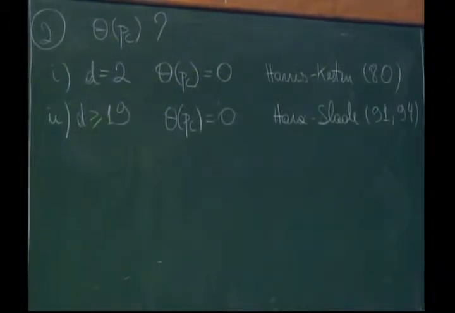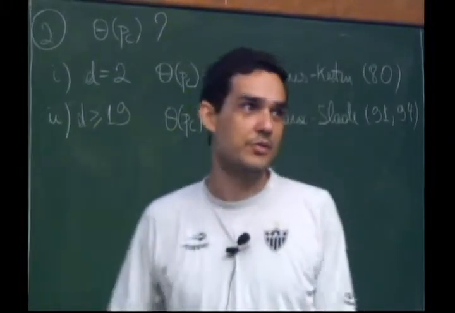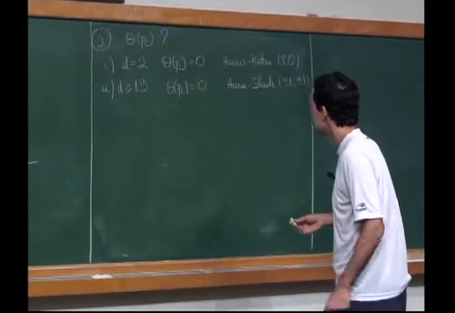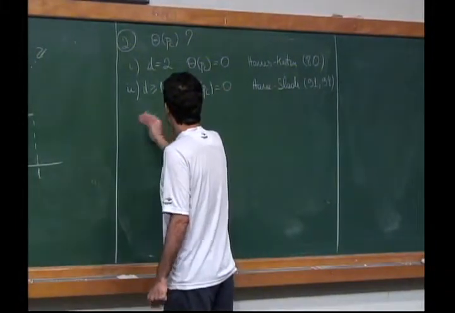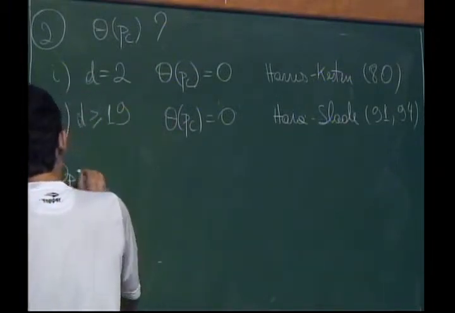And what's the behavior of theta p_c for d between 3 and 18? Nobody knows. This is probably the most important open question in percolation. Open question.